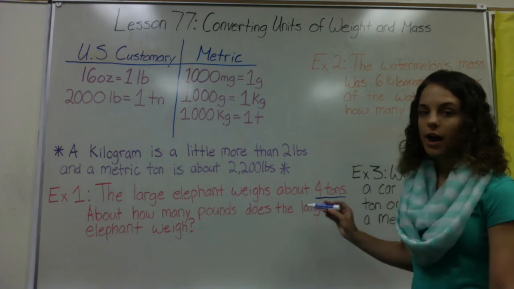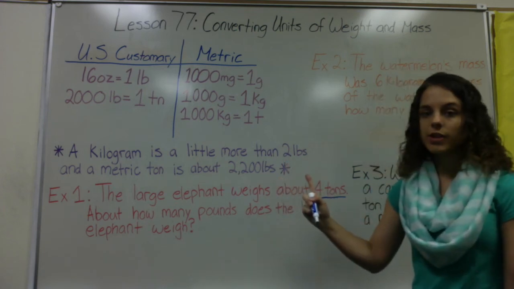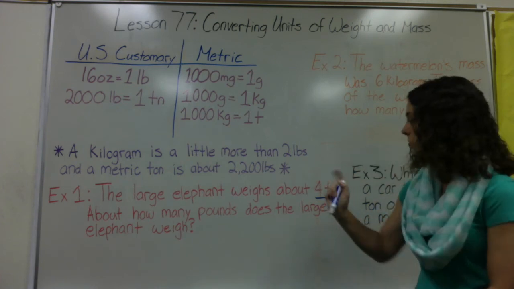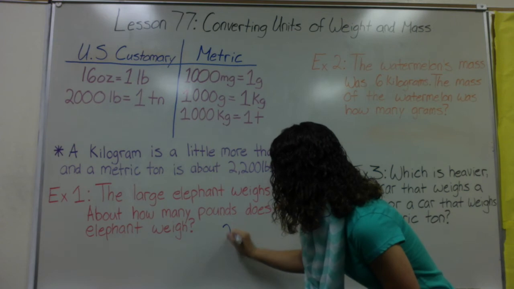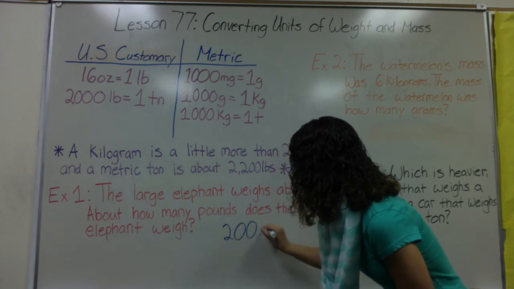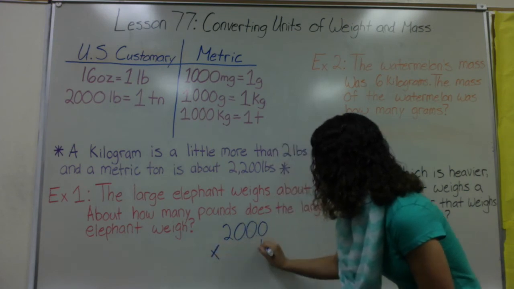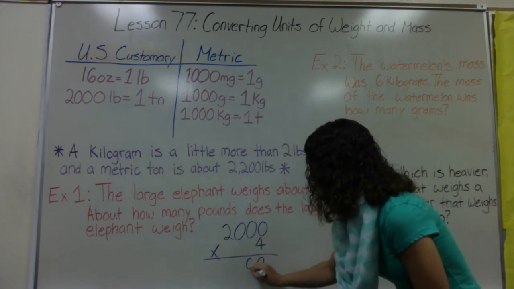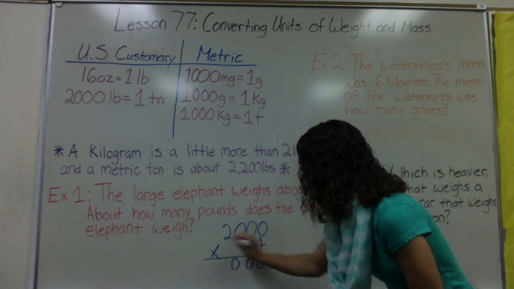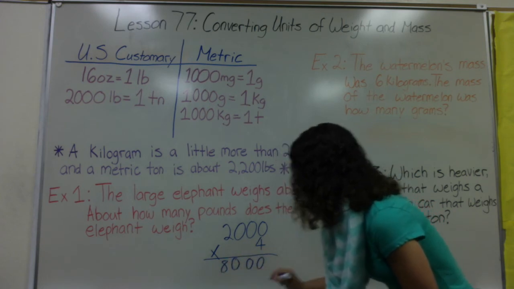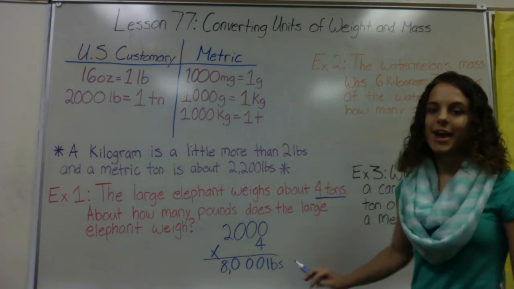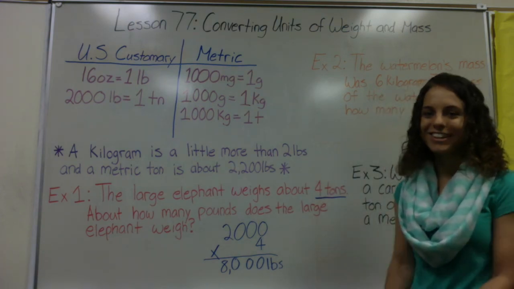Well, I know that 1 ton equals 2,000 pounds, but I want 4 tons. So they're each 2,000 pounds. It's going to be a multiplication problem. I'm going to do 2,000 times 4. And 4 times 0 is 0, 4 times 0 is 0 again, I have another 0, and then 4 times 2 is 8. So that is going to be 8,000 pounds. So the large elephant would weigh 8,000 pounds. That would be a lot.